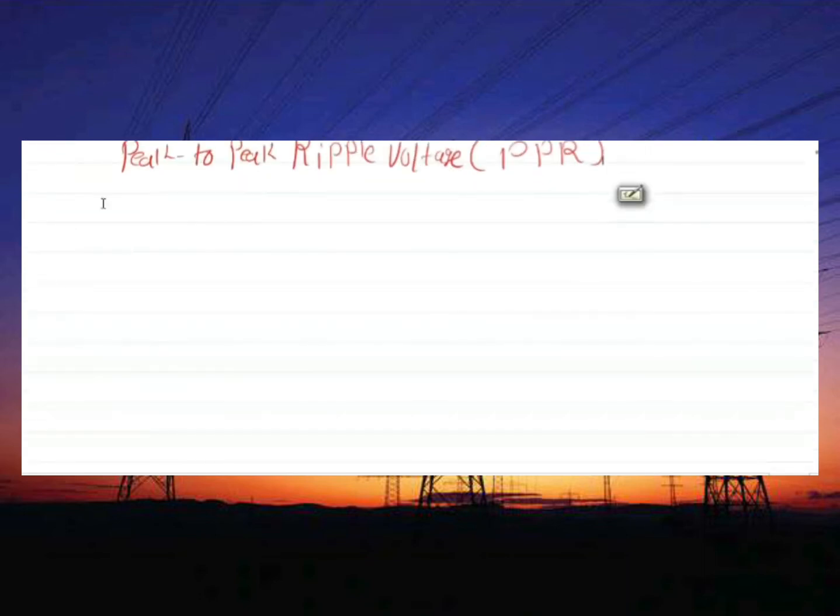It is called the peak to peak ripple voltage. The short form is PPR. So the peak to peak ripple for a three phase, if we take the difference in the voltage at omega t equal to 0 and omega t equal to pi by 6, we get the peak to peak ripple.